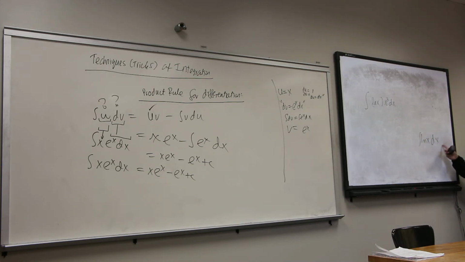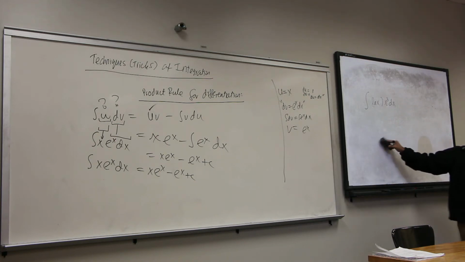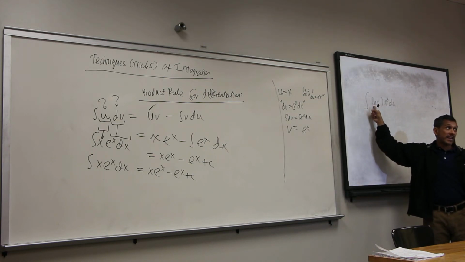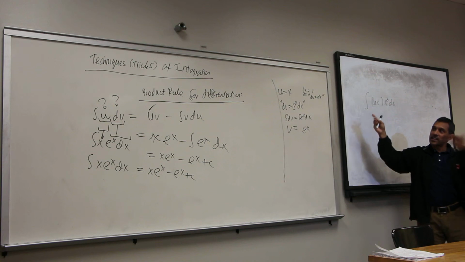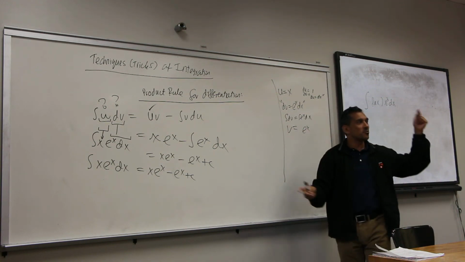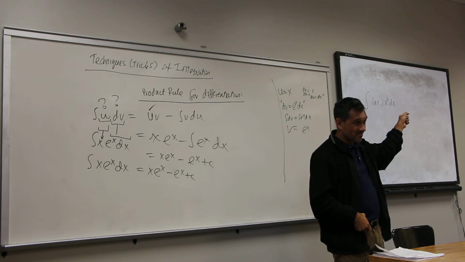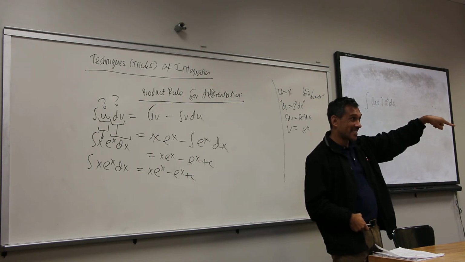Anybody know the antiderivative of ln x? You have to do integration by parts to find it. But nobody here, I think, knows how to integrate ln x. So when it comes to doing an integration by parts, you do not want to let that be dV. You really want to differentiate it.